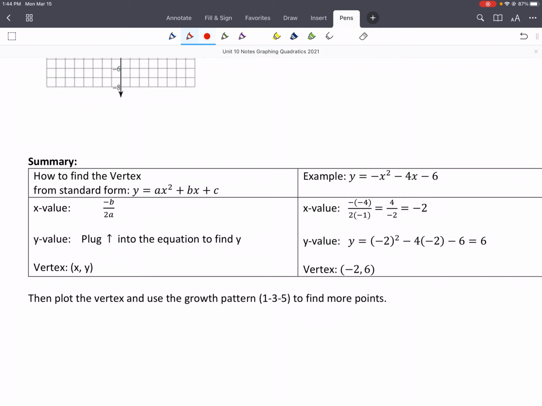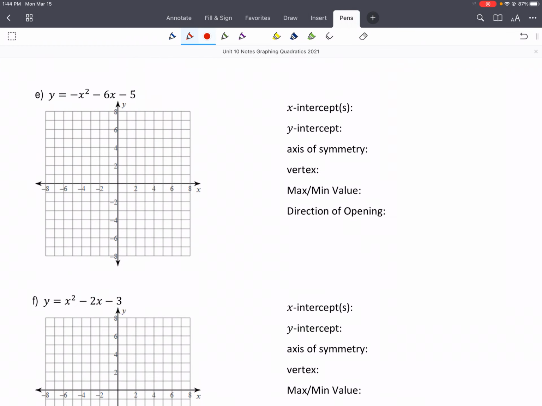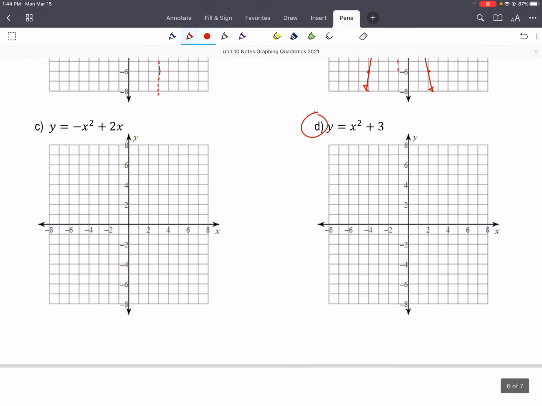So first we need to find our x value for our vertex. Again, that's your axis of symmetry, that's the -b over 2a. Then we need to find the y value. To do that, we just plug what we found for the axis of symmetry into our equation, and that gives us the y. Then we can write down our vertex, x comma y. And here is a worked out example if you have any questions. Okay? All right, so again, please make sure you do D before you're gone.